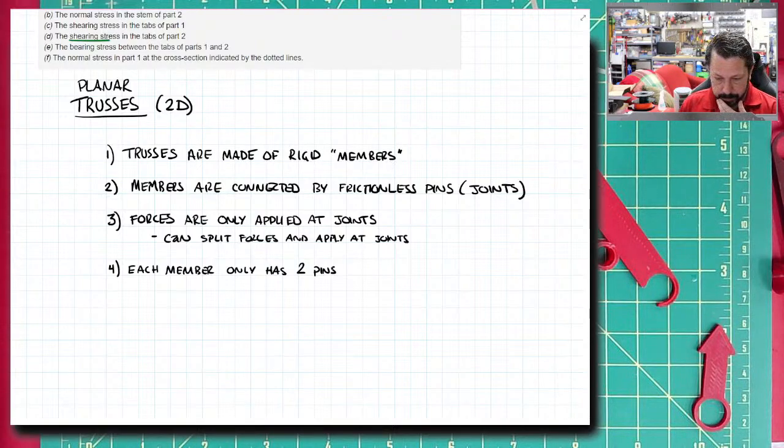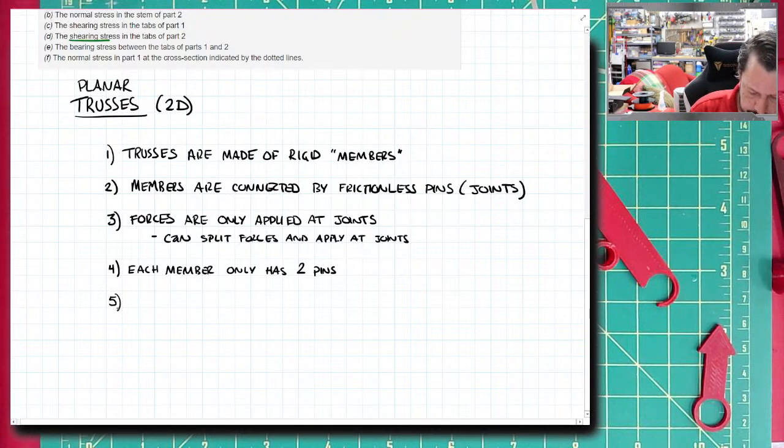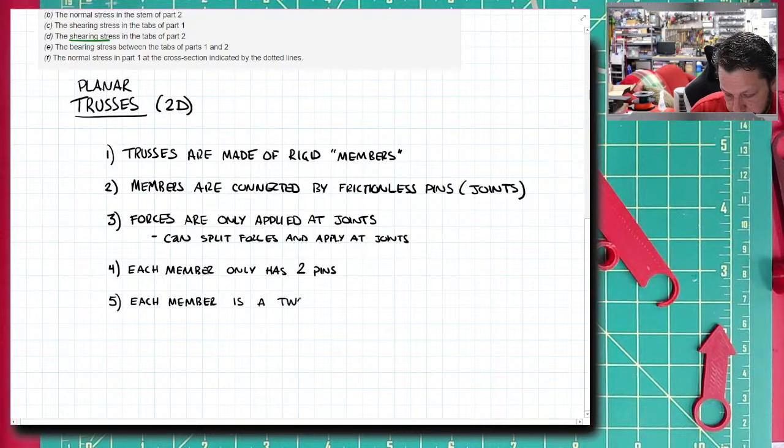Let's see if there are any other important things. Forces are only applied at the pins. Each member only has 2 pins. Each member is rigid. This one is not really an assumption, but it's what happens when all of these things are true. And each member is a 2-force member.